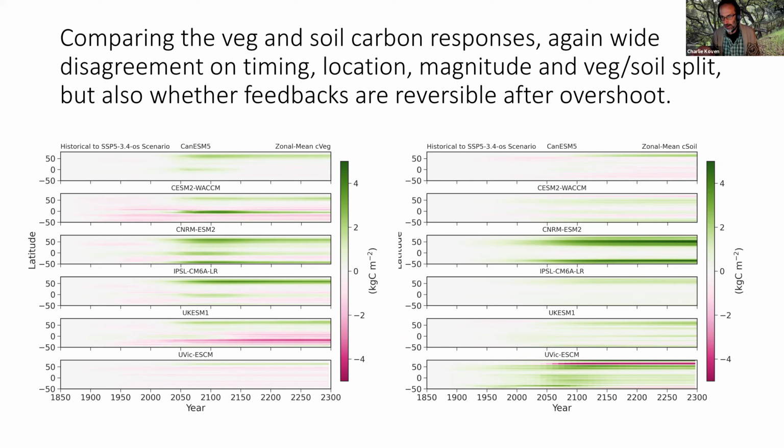Under these overshoot scenarios, this is all in the overshoot scenario. So I guess the key point here is that the vegetation can reverse in some of these models, whereas the soil, basically, once you either gain or lose carbon from the soil, you don't really see the reversals in the same way. It basically stops changing under the overshoot scenario, but it doesn't really reverse under any cases.